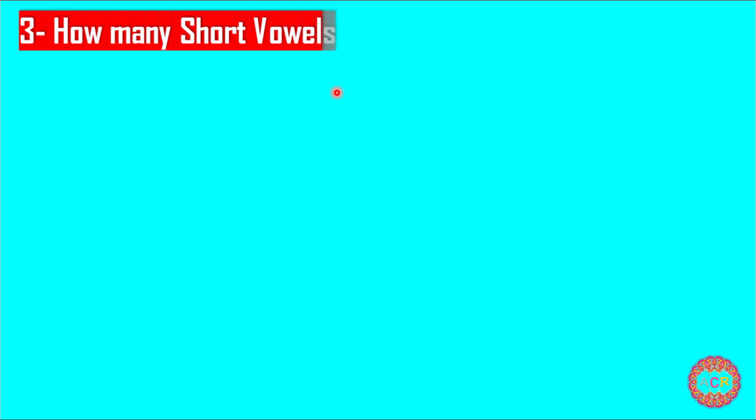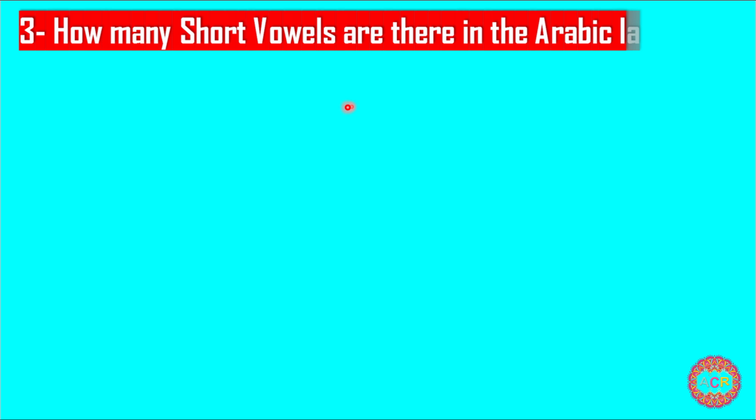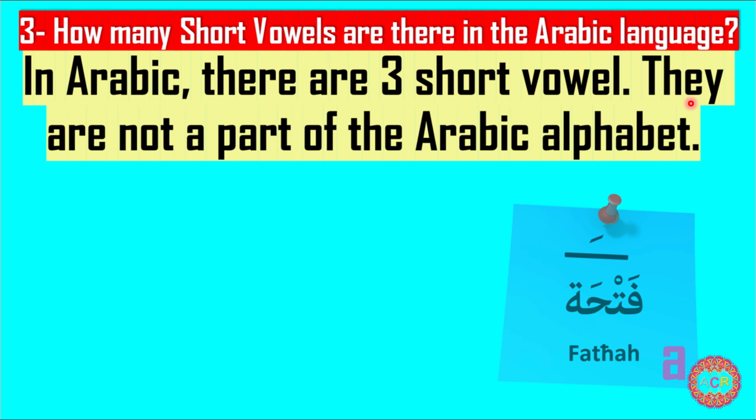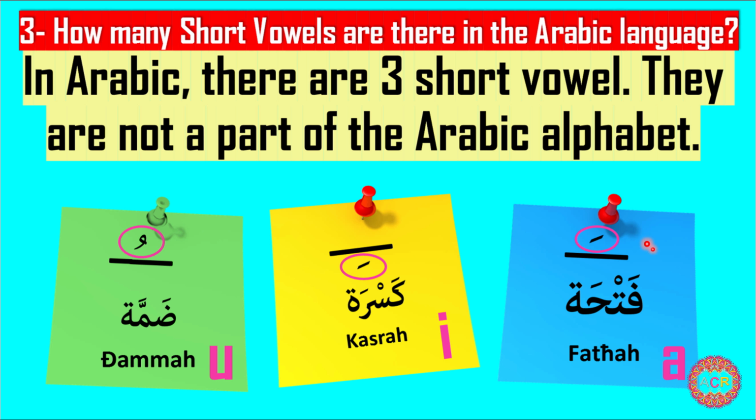How many short vowels are there in the Arabic language? In Arabic there are 3 short vowels. They are not part of the Arabic alphabet. As you see here, the first short vowel we put above the letter and we call it Fatha. Fatha has an A sound. Kasra has an E sound. Dhamma has a U sound. So we have A, E, U.